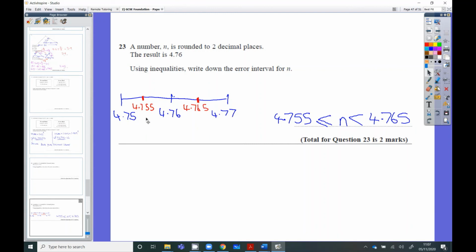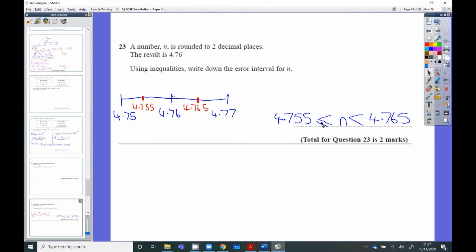And similarly here, what numbers round to 4.76? The boundary is going to be halfway between the two, 4.755. Anything below that will round to 4.75 and above that will round to 4.76. So that's how we've got our 2 boundaries.